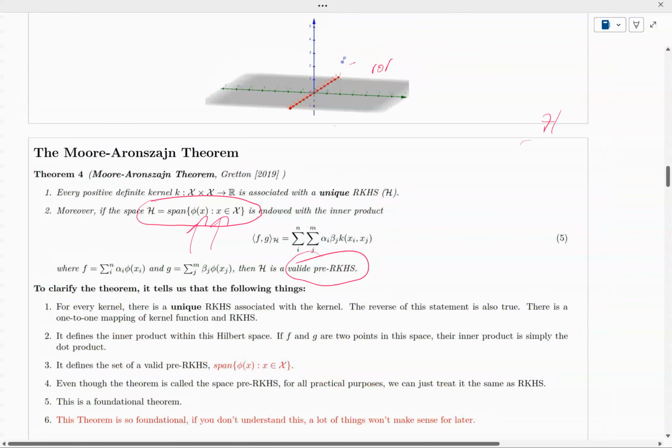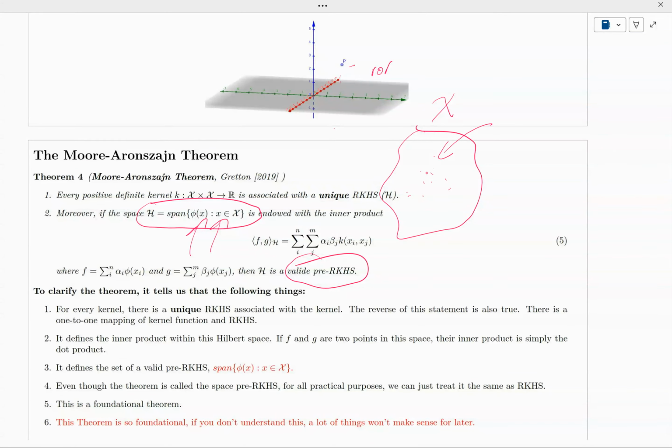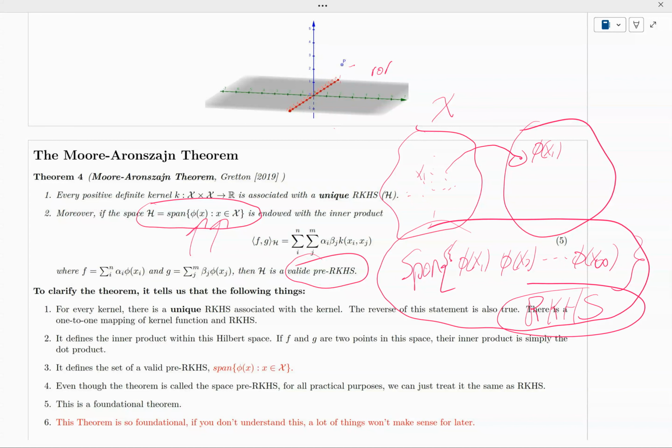Okay, so what I mean by that is, let's say you have a space, the data space. So now within the data space, there are infinite points, x1, x2. There's infinite points in this data space. Now, if you map every one of these points, infinite points, to the function space, you end up with phi x1, phi x2, all the way to phi x infinity. So they're infinite points. The span of these points is the RKHS. So this is how you can mathematically visualize this function space.